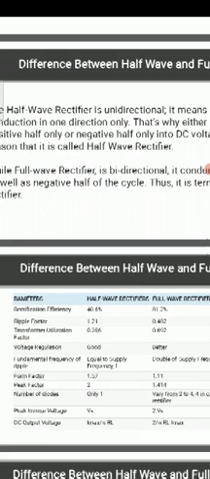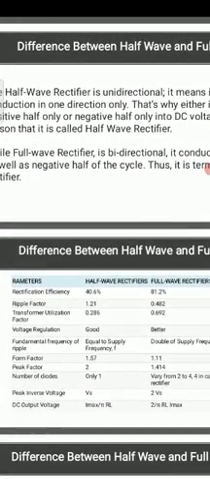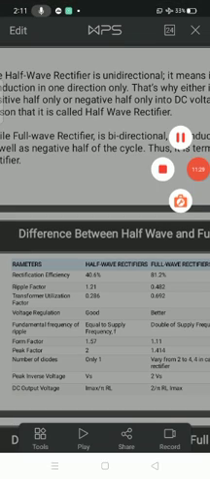Next, form factor. Form factor is 1.57 in a half wave rectifier and 1.11 in a full wave rectifier. Next, peak factor. Peak factor of a half wave rectifier is 2 and of a full wave rectifier is 1.414, root 2 value. And the number of diodes used in half wave and full wave rectifiers. See here, in the half wave rectifier, the number of diodes used is only 1.